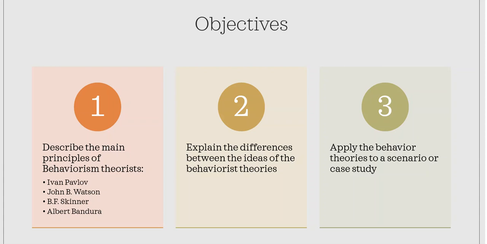An objective for this week will be to describe the main principles of those theories and theorists, and explain the differences between the ideas of those theories. As I said, they're related, but they branched off and studied different parts of those theories. And then apply the behavior theories to a scenario or case study. At the end of the week, we'll work on that assignment. It'll be interesting for you to see how that looks in action, and you'll have a choice of which theory to use to compare. So those are our objectives for this week.